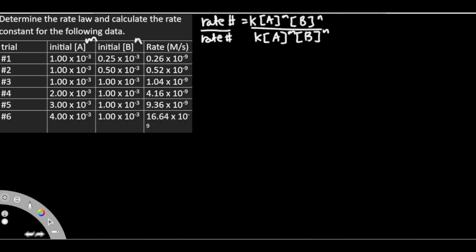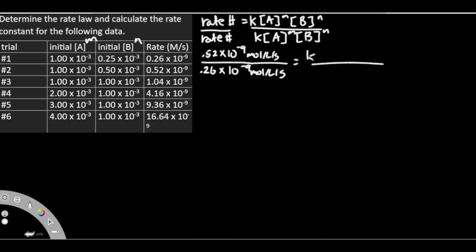Okay, our first rate for number 2 is going to be 0.52. Okay, so 0.52 times 10 to the negative 9. Okay, oops, sorry, moles per liter per second. And this is all going to divide by our next one, 0.26, which is going to be moles per liter per second. And then we're just going to put our K values. Okay, we don't know what they are. It's okay, we'll just leave it the way it is, no big deal.